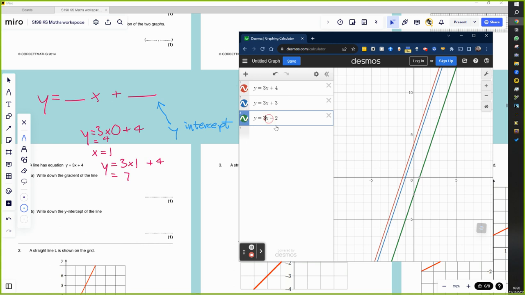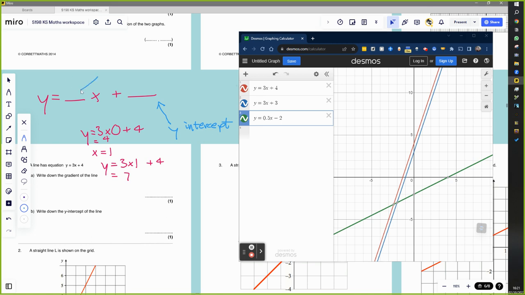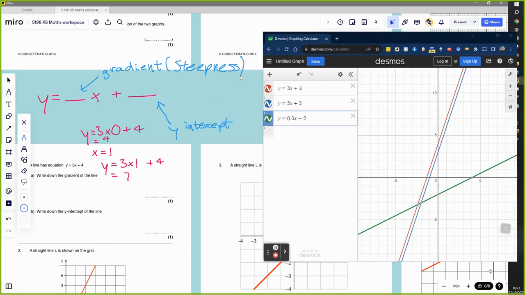Now, if I were to change this green one from a 3 to a 2, you can see it gets less steep. To a 1, it gets less steep again. What about to 0.5? Even less steep. So that means that this number is the gradient. Whatever says the amount of x's, that's the gradient, in other words, the steepness. And this bit is the y-intercept.